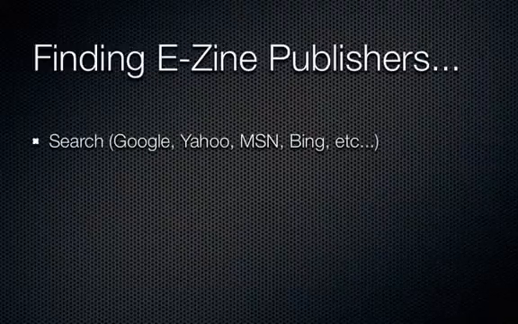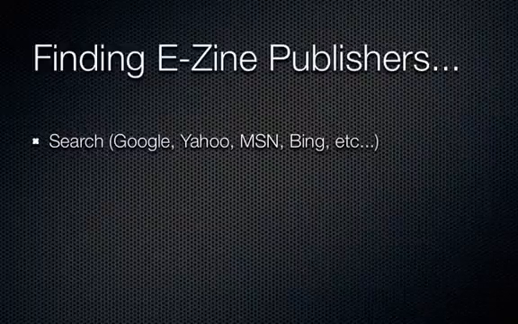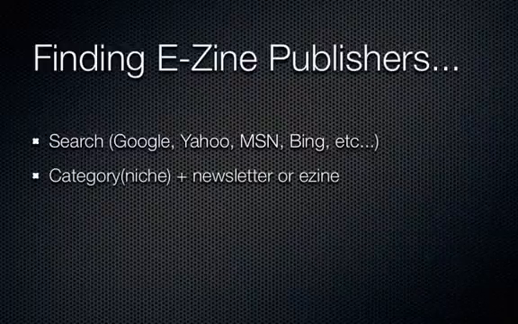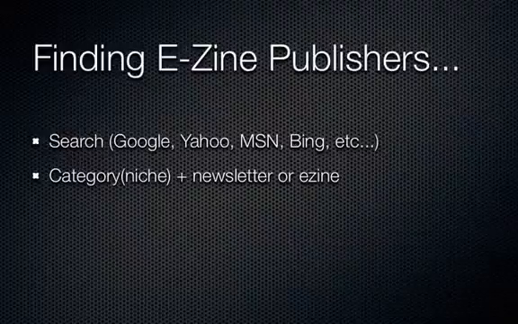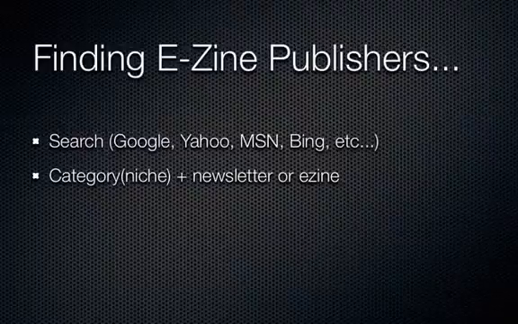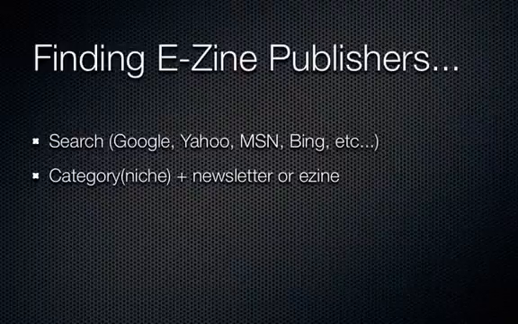Okay, you go to a Google search or Yahoo or MSN, Bing, etc. Just go to a search engine, and you're going to search for an e-zine publisher. And how we're going to do this is, remember that I showed you those categories in ClickBank in the previous video. What we're going to do is take that category, that niche. Remember, we're going to pick a niche where people buy stuff, right?